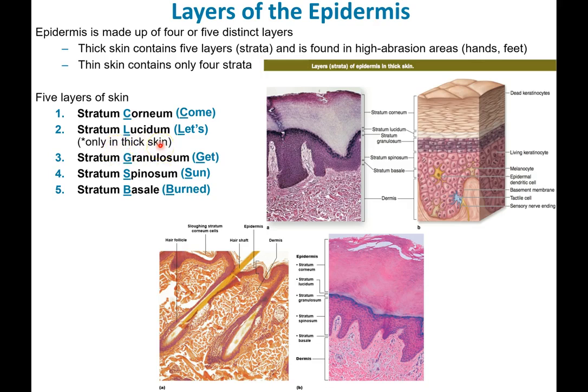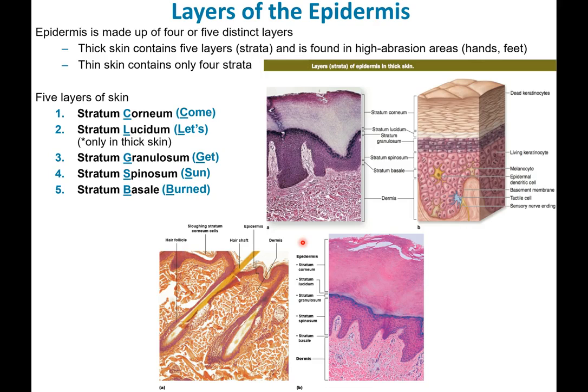Now, the thickness of the stratum corneum is the primary factor that determines whether a skin region is deemed thick or thin. If the stratum corneum is thick, then the skin region is deemed thick as well. If the stratum corneum is thin, then the skin region is deemed thin.